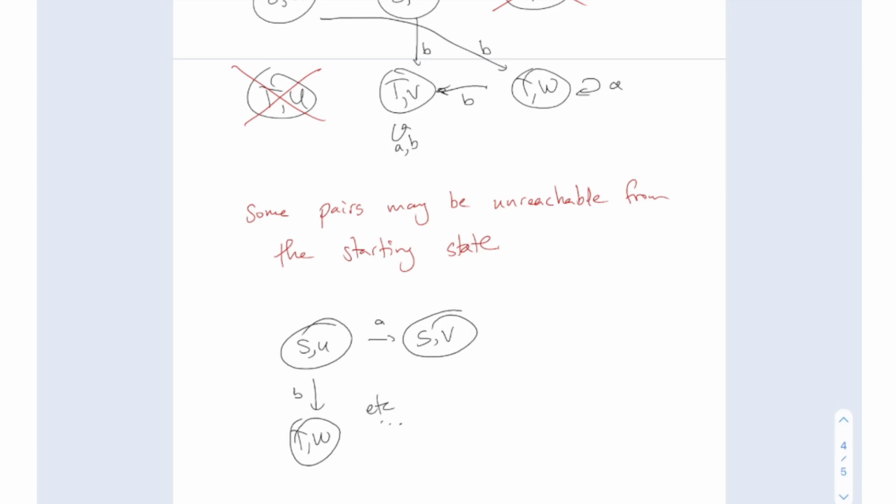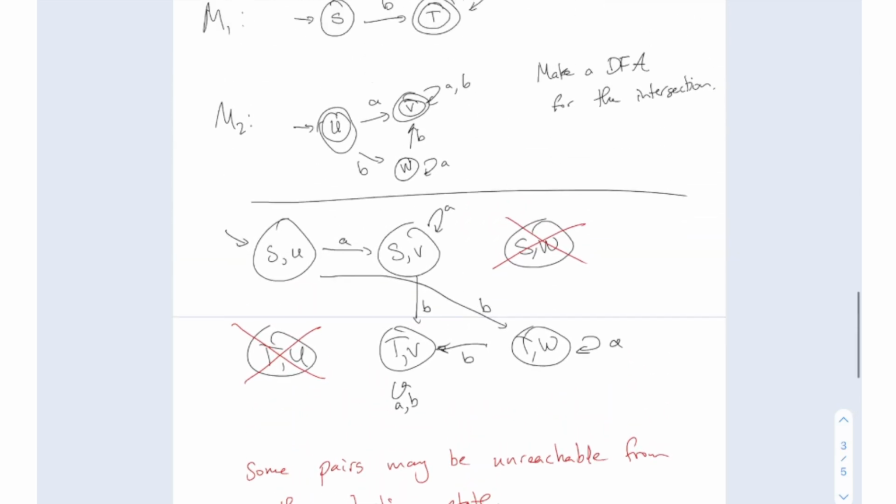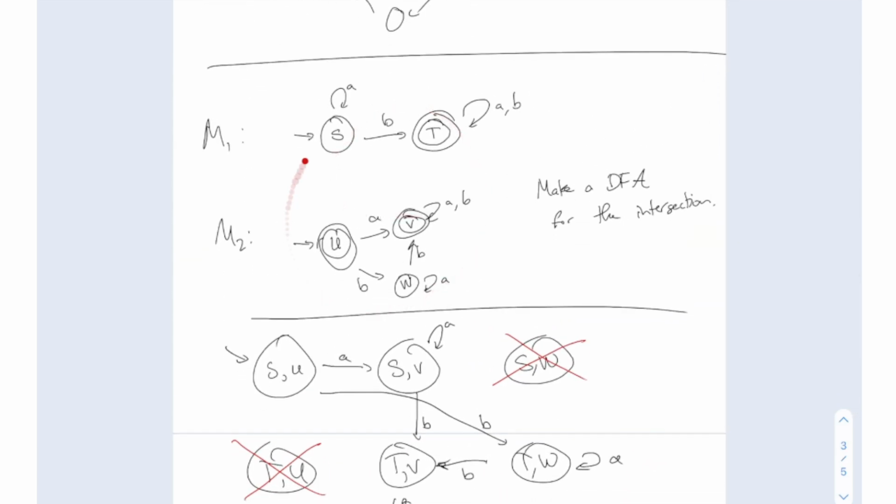So some pairs may be unreachable from the starting state. If you're trying to save yourself some heartache, like with these, it's not such a big deal to write down all the pairs. There's only 6 of them. But if you started with larger DFAs, you probably only want to draw the reachable states because there's just going to be lots more extra ones. You want to save yourself some work. All right.